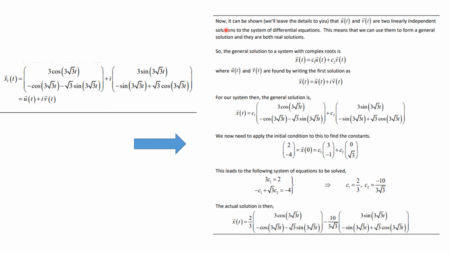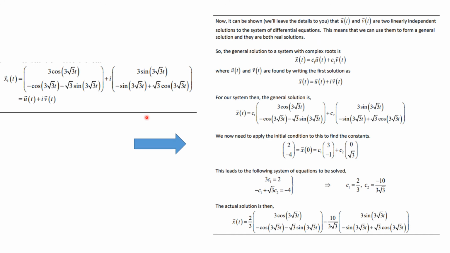Now, it can be shown, and what you would do here is you would find the Wronskian of this. Again, no derivatives are required. You're just going to take these as columns, and you're going to show that the Wronskian is not equal to 0, and you could do that. But these u and v found this way are two linearly independent solutions to the system of differential equations.